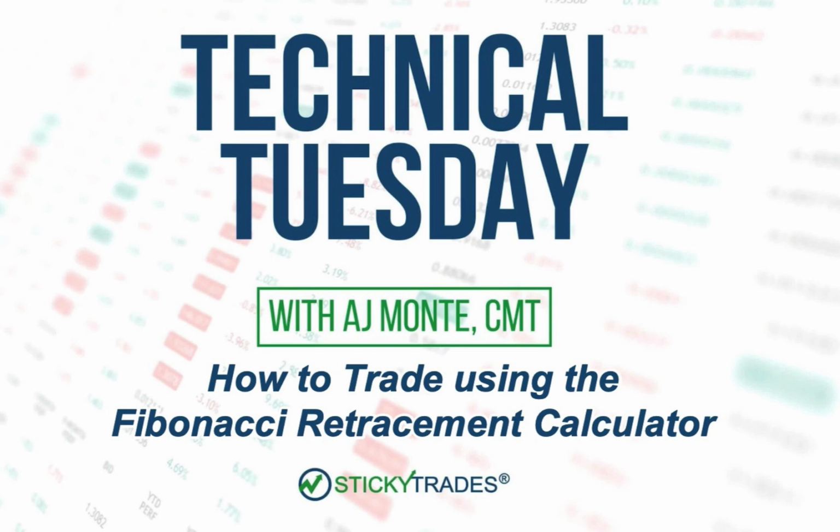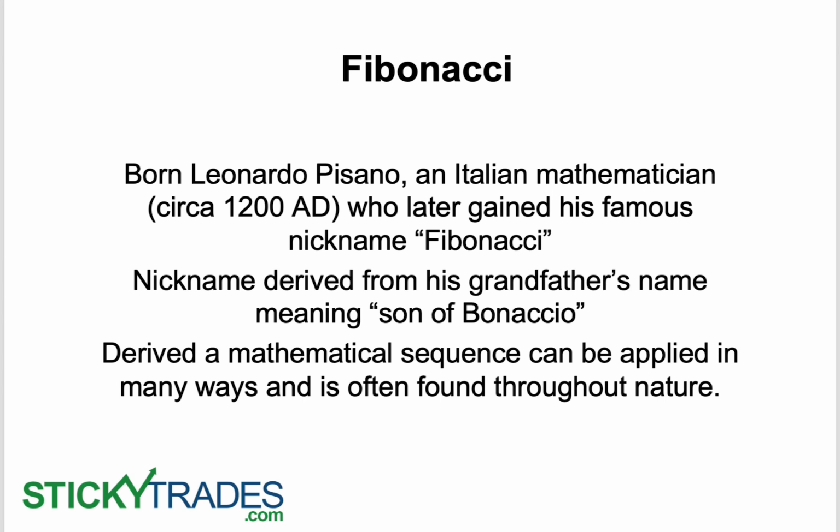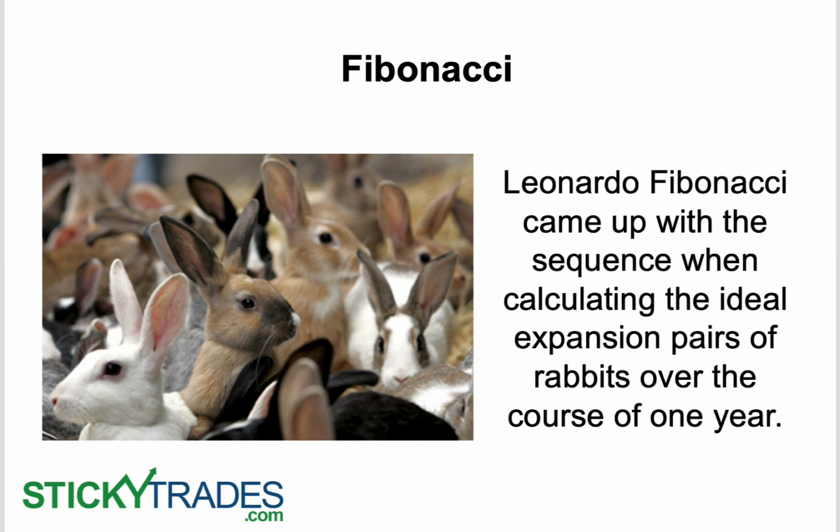First and foremost, let's talk about Leonardo Pisano, who is an Italian mathematician who came up with this Fibonacci sequence. He later gained his famous nickname Fibonacci because this was derived from his grandfather's name, meaning son of Bonaccio. And the sequence is applied in many ways, not just in the stock market, but if you take a look around, you'll find it quite a bit throughout nature. In fact, when he was coming up with the sequence, calculating the ideal expansion of pairs of rabbits, he found that there was a very magical number known as the golden ratio. I'll get to that in a moment.